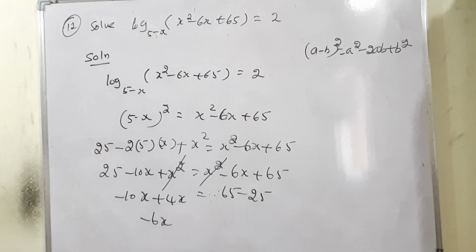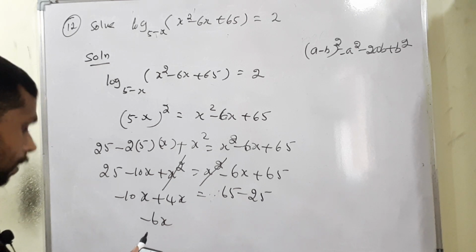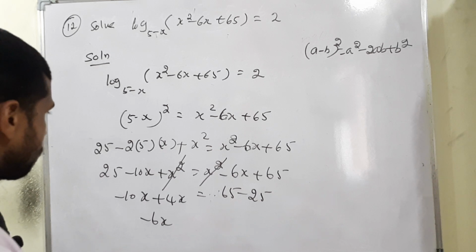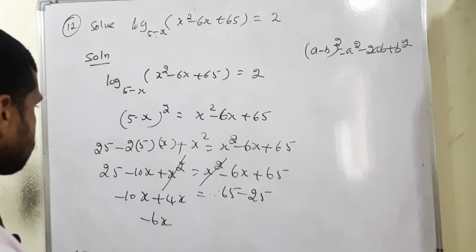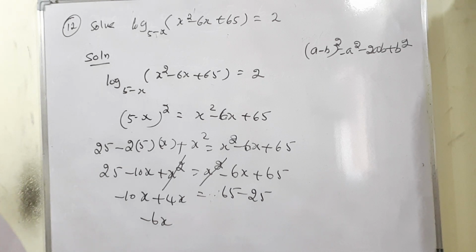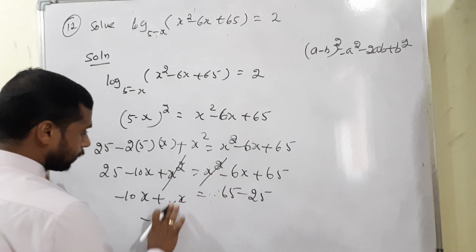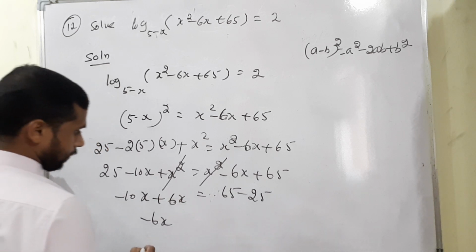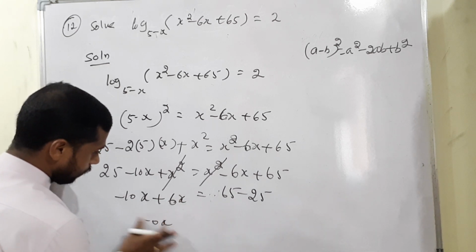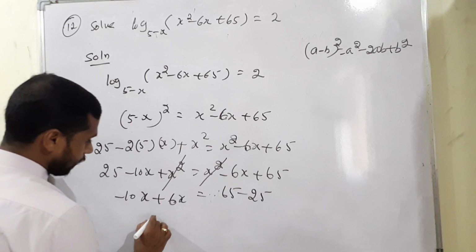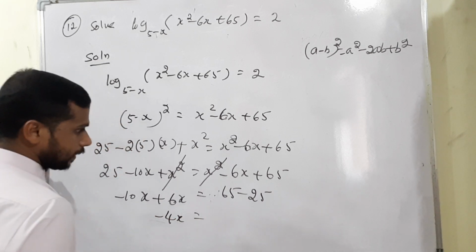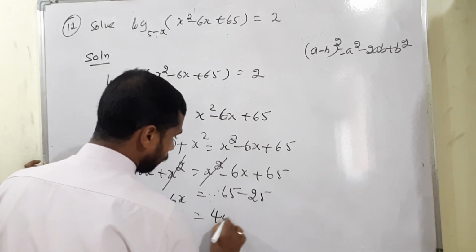The question: x square minus 6x plus 65. Yeah, there is a mistake. Look at this, minus 6x. So minus 6x brought to the opposite side means positive 6x. Now minus 10x plus 6x means minus 4x is equal to 65 minus 25, which is 40.